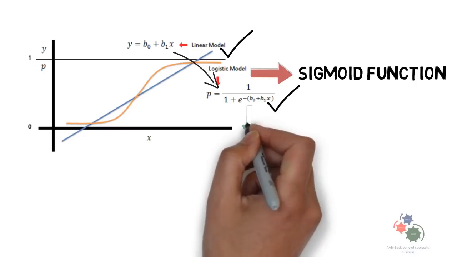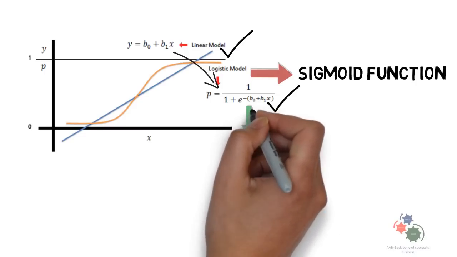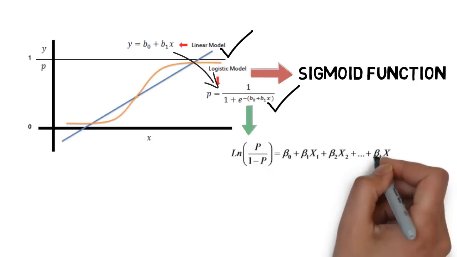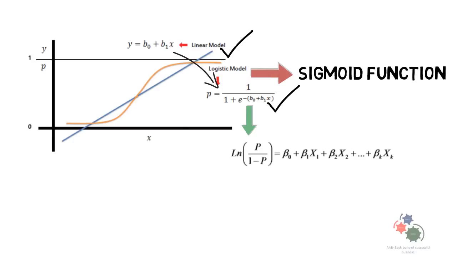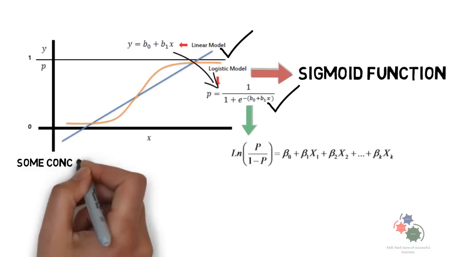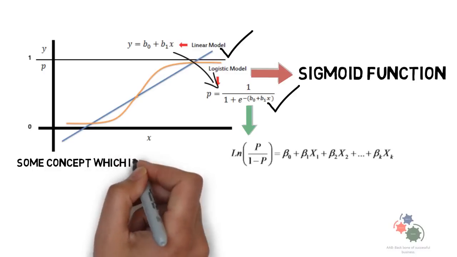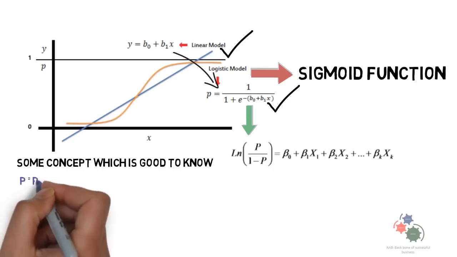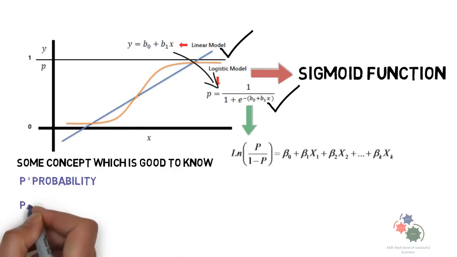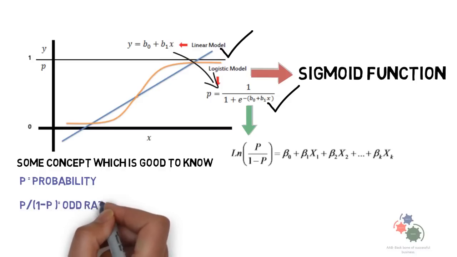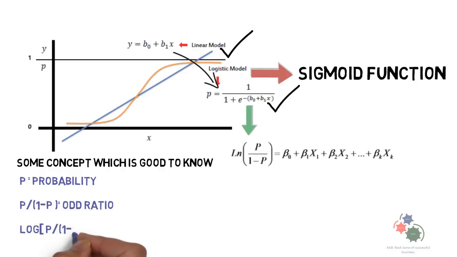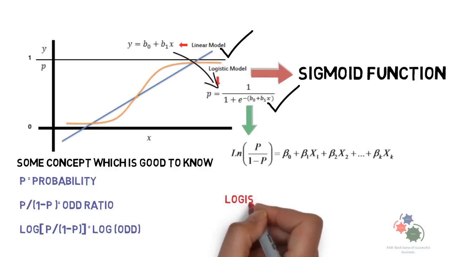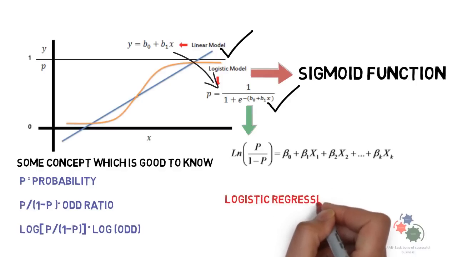From here we can get this equation: log of p by (1 minus p) is equal to beta 0 plus beta 1 x1 plus beta 2 x2 plus dot dot dot plus beta k xk. Some important concepts which are good to know: p is equal to probability, p by (1 minus p) is equal to odds ratio, and log of p by (1 minus p) is equal to log odds. It ranges between minus infinity to plus infinity.